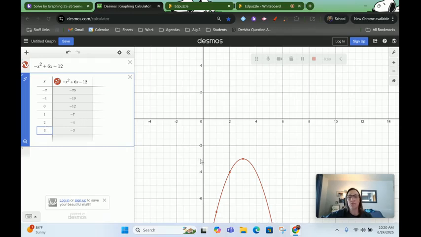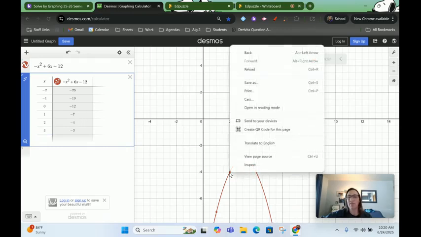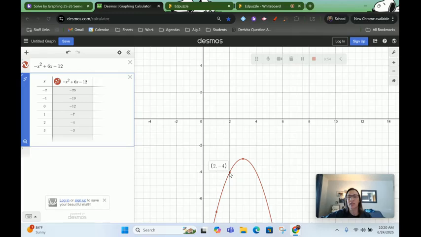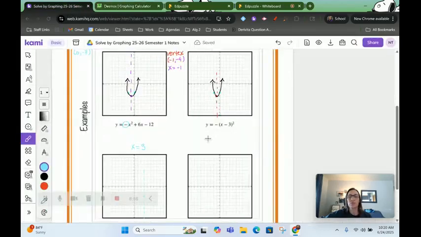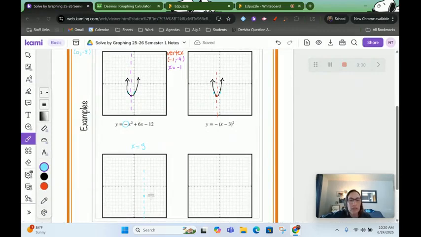(2, -4) is this point that it put on the graph for us right there. (2, -4). So let's go do that point on our graph. So at (2, -4), it's right here. And that's 1 away from our axis of symmetry. So let's go 1 on the other side to get our mirrored point. And then we can just sketch in our parabola.